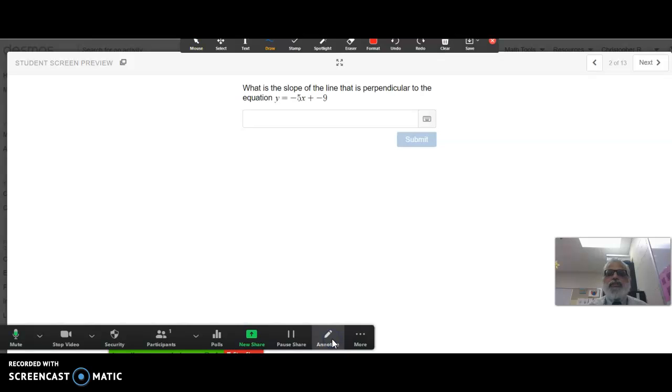Okay, now the second situation you're going to get is going to be perpendicular. So when we get perpendicular, that means there's two things that we have to do. The first thing is we have to change the sign. If it's a negative, we change it to a positive. If it's positive, we change it to a negative. The second thing that we're going to do is flip it. And I'll go over that in a second.